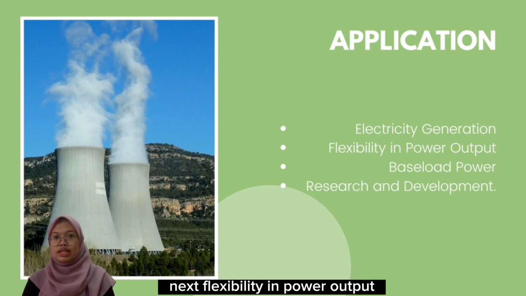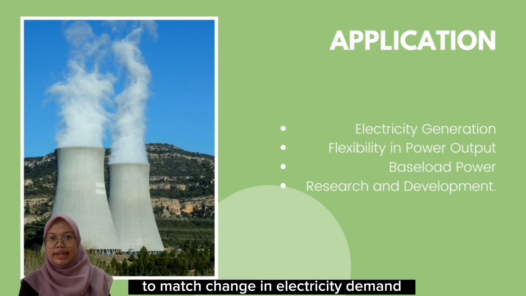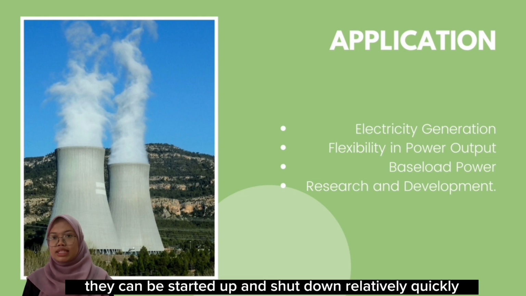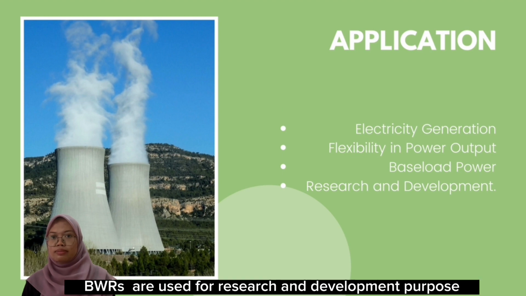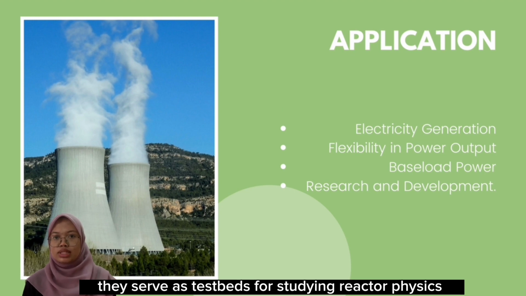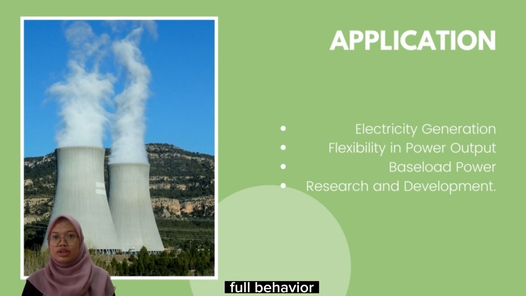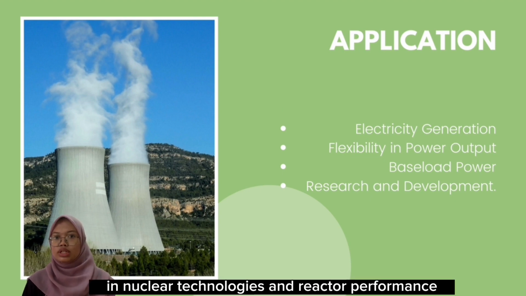Next, flexibility in power output. BWRs offer flexibility in adjusting power output to match changes in electricity demand. They can be started up and shut down relatively quickly, allowing for responsive operation. And lastly, research and development. BWRs are used for research and development purposes in nuclear science. They serve as testbeds for studying reactor physics, fuel behavior, and safety analysis, contributing to advancements in nuclear technologies and reactor performance.